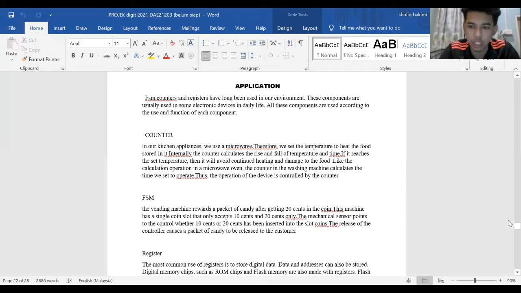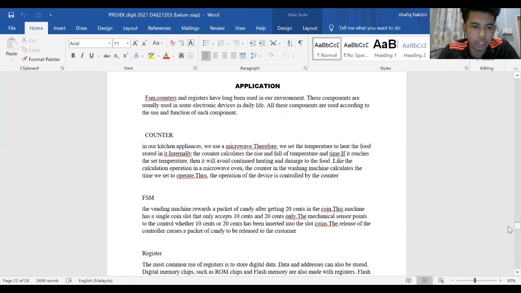For the counter, in our kitchen appliance, we use a microwave. We set the temperature to heat the food stored in it. Internally, the counter calculates the rise and fall of temperature and time. If it reaches the set temperature, it will not continue heating and damage the food. Like the calculation operation in a microwave oven, the counter in the washing machine calculates the time we set to operate. Thus, the operation of the device is controlled by the counter.